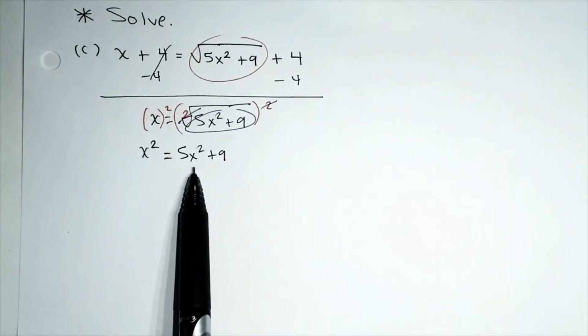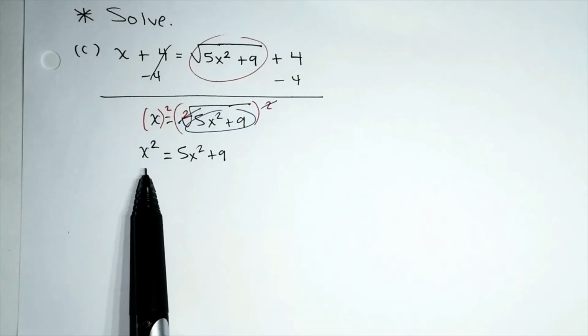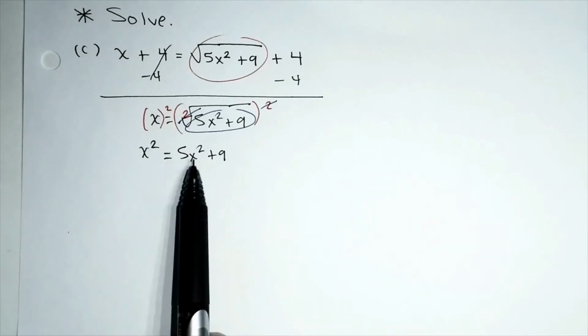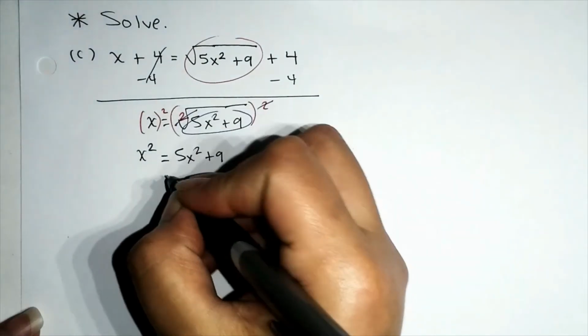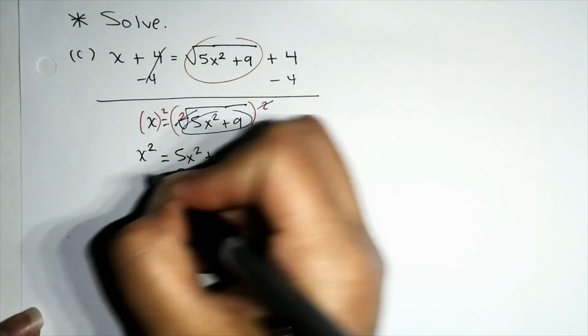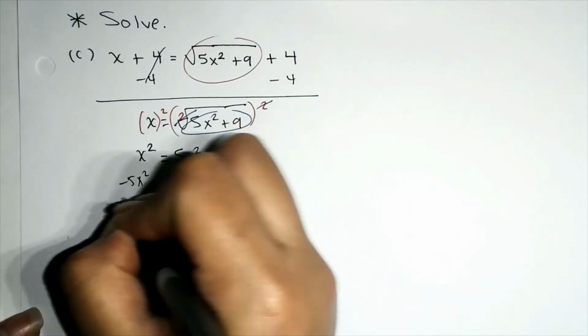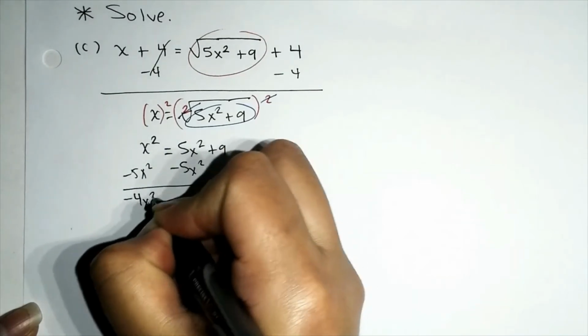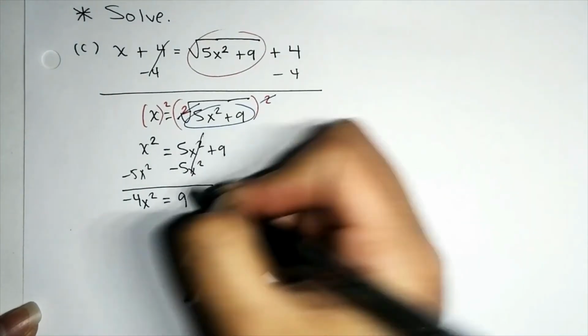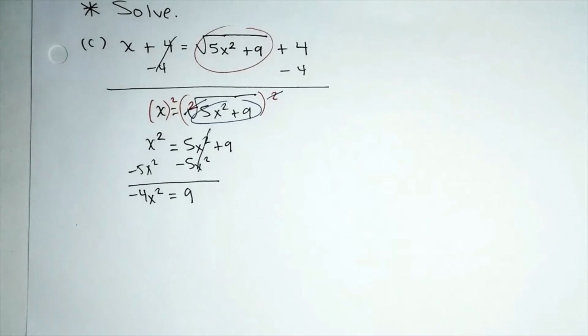I'm usually terrified of negative numbers, so I would normally move the x squared, but I'm going to face my fears. If we move the 5x squared, then we have variables on one side and constants on the other in a heartbeat. But if you do something else, it's okay. So if we subtract 5x squared from both sides, that will leave us with negative 4x squared is equal to 9. Work your magic.